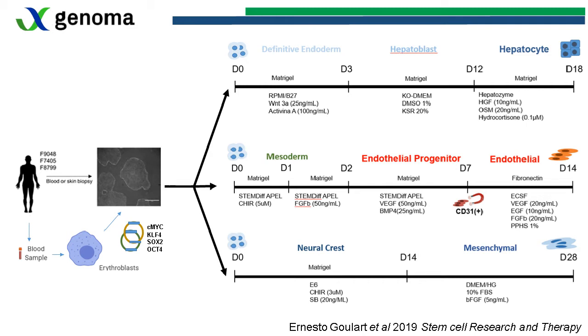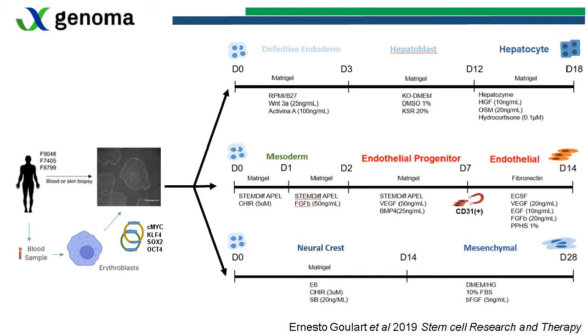Basically, hepatocytes go first towards definitive endoderm, then hepatoblasts, and then finally hepatocytes within 18 days. Endothelial cells, on the other hand, the vascular cells, are derived from mesoderm, and then they are differentiated towards endothelial progenitor cells, where we sort the cells for CD31 positive cells, and then differentiate them finally towards endothelial cells.